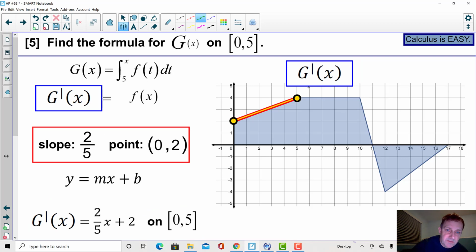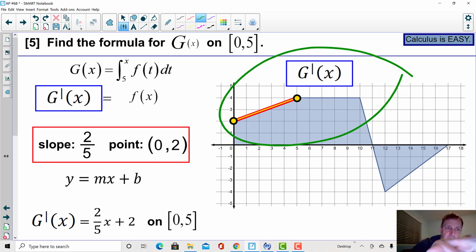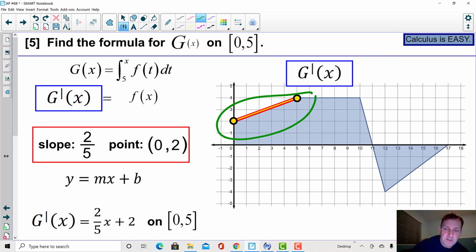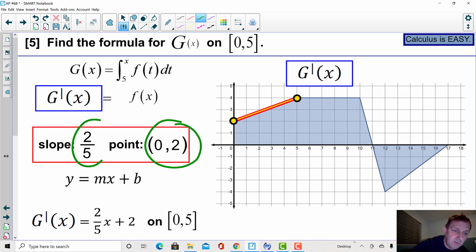Okay, this one's a little bit different. We're going to go ahead and find the formula for g on the interval from x equals 0 to x equals 5. Remember, this graph is g prime, so we're going to find the equation of this line, and we're going to call it g prime. Equation of a line is pretty easy. You need to find the point, you need to find the slope. We know the slope is 2/5, so you can put a 2/5 right here.